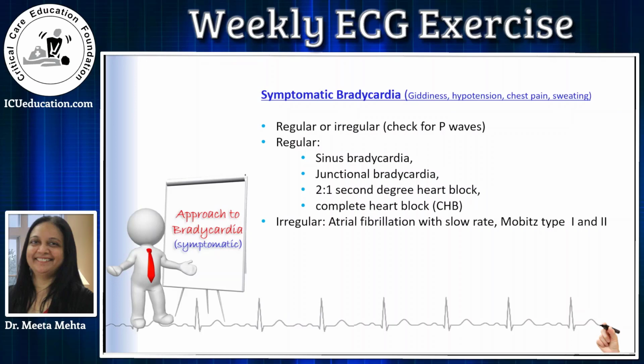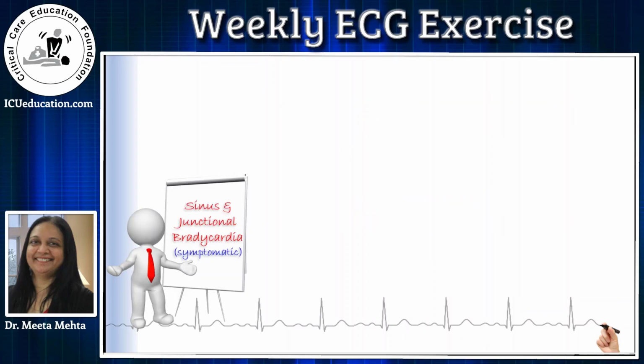If it is regular, essentially you are looking at sinus bradycardia, junctional bradycardia, 2:1 second degree heart block and complete heart block. And if it is irregular, it could be atrial fibrillation with a very slow rate, or it could be Mobitz type 1 and 2. Since our patient has got a regular rhythm, we will discuss regular symptomatic bradycardia.